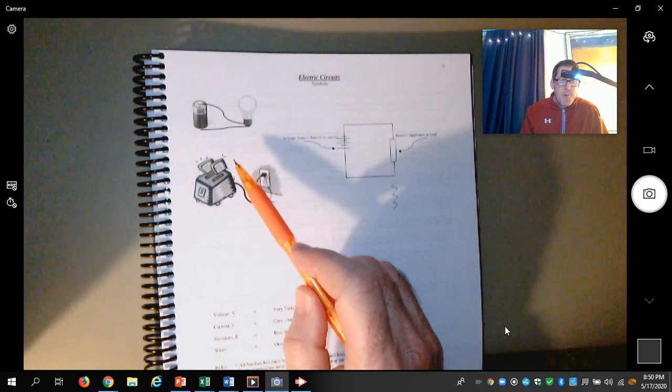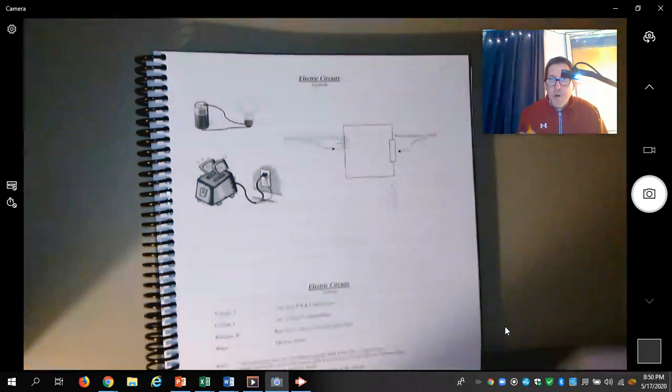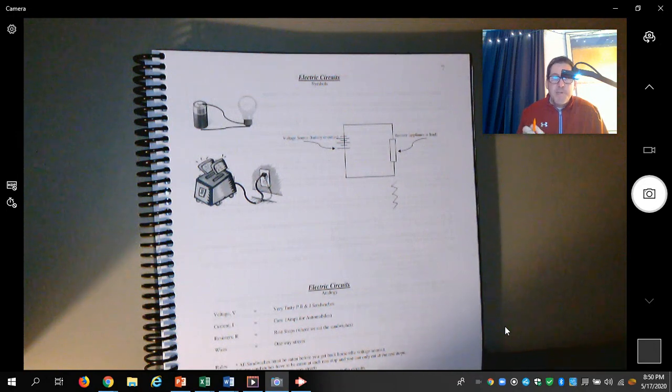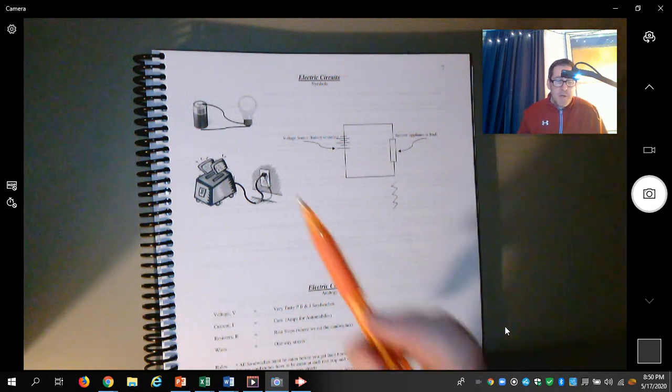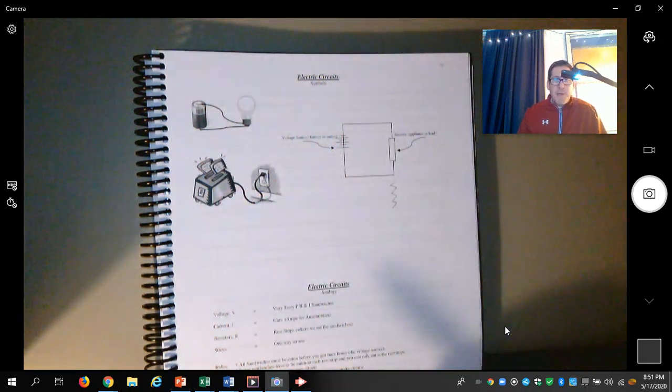And the third component are the wires. So what's going to take the actual electricity, which is current, which are electrons moving through a copper wire or a conductive wire, usually copper, to the appliance, and then takes the electrons back home.